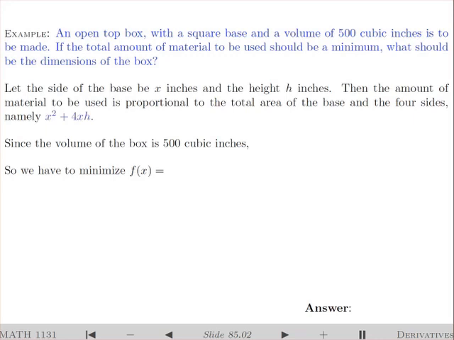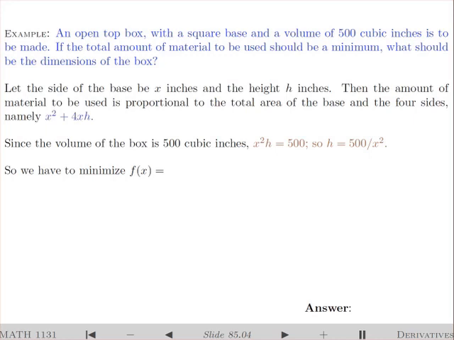But x and h cannot be independent because we want the volume to be a specific number, 500 cubic inches. The volume is length times width times height, or x times x times h. So x squared h should be 500. Now we have to decide which to use as our variable. In the equation x squared h equals 500, it's easier to solve for h. So we'll use x as our variable. Then I'm going to solve for h. So h is 500 over x squared.